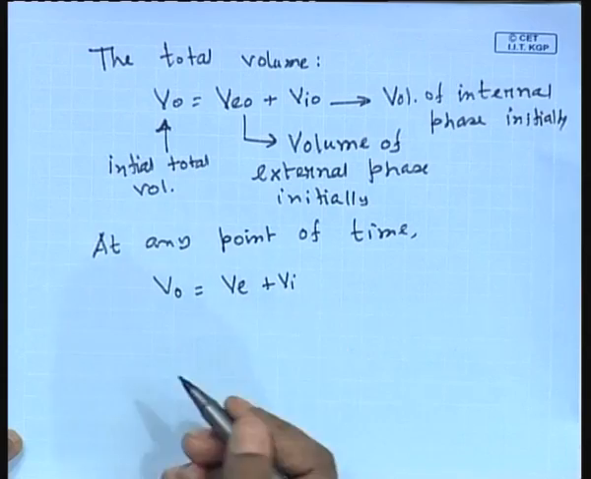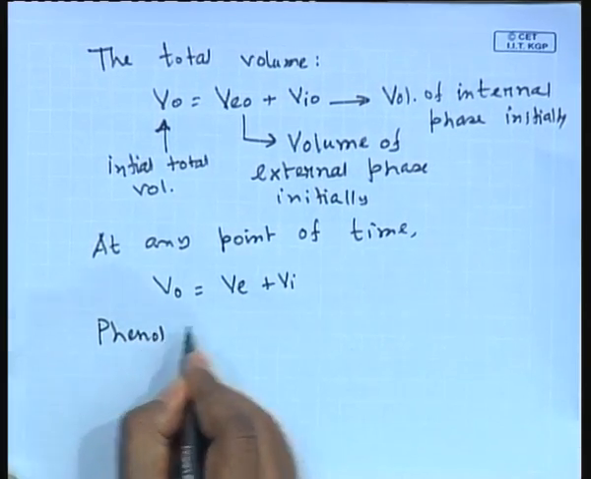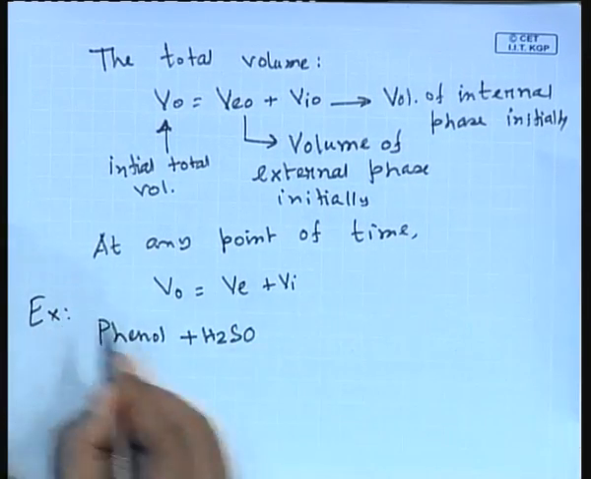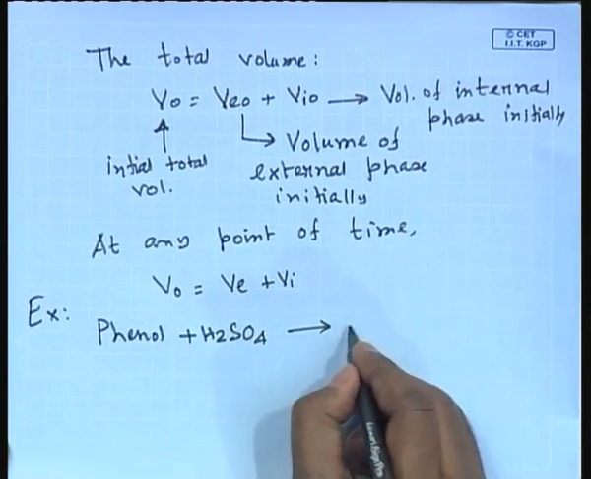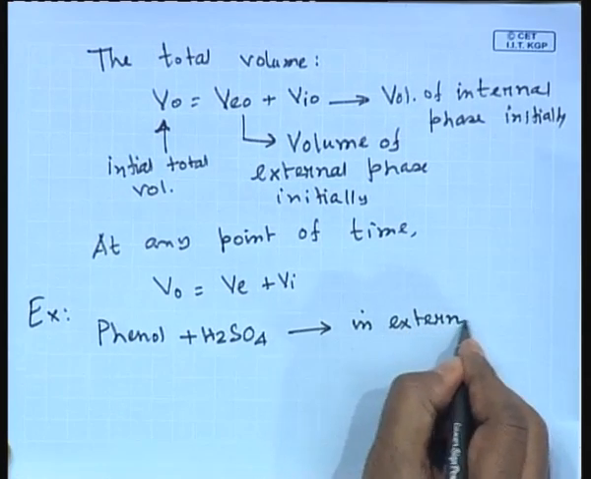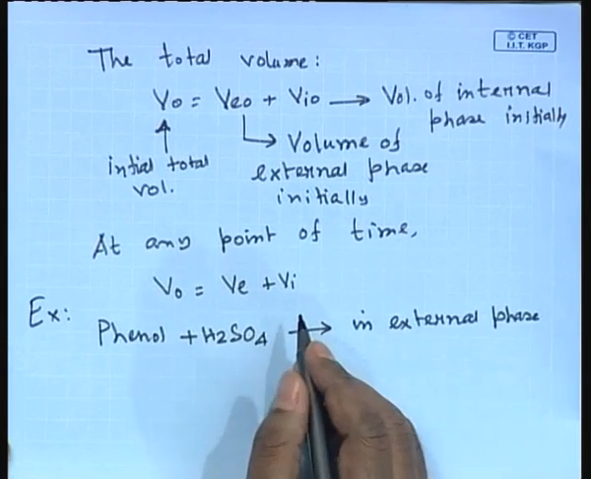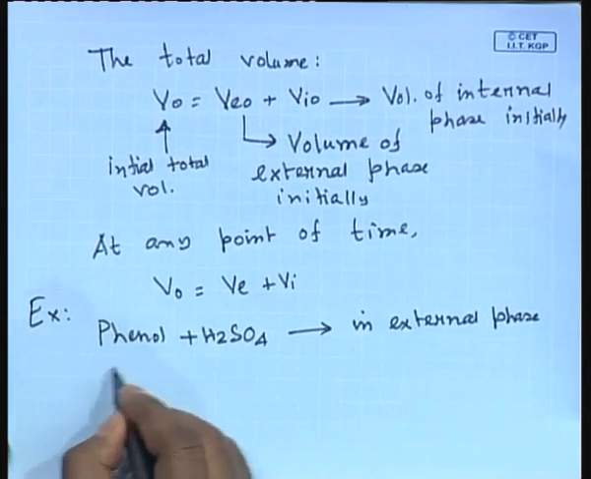Now, let us look into an example, phenol plus H2SO4. They are present in the external phase. And the internal phase contains the aqueous solution of sodium hydroxide.